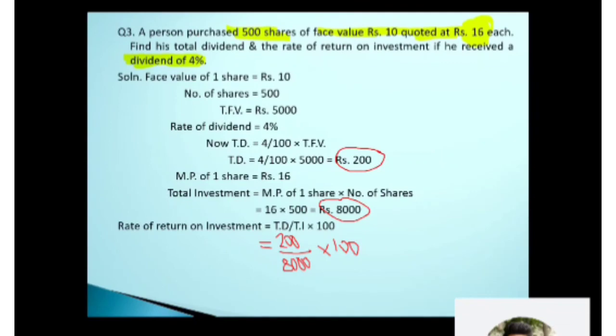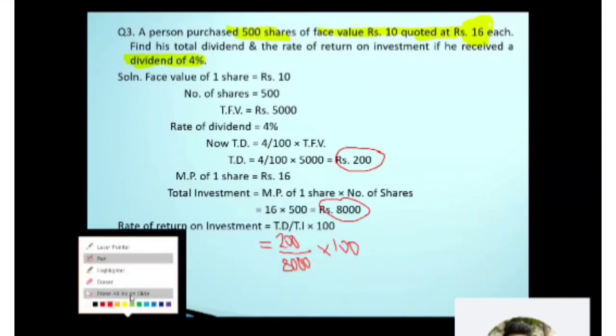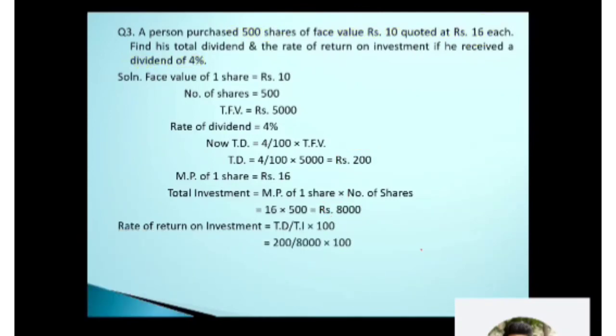Right. So let me see now what I got in my calculation, because many times even I make calculation mistakes. The answer is 2.5. So what we are going to do in the next lecture is have one more lecture on this total dividend and rate of return on investment, where we will have some more questions so you get more practice of this kind of problems.